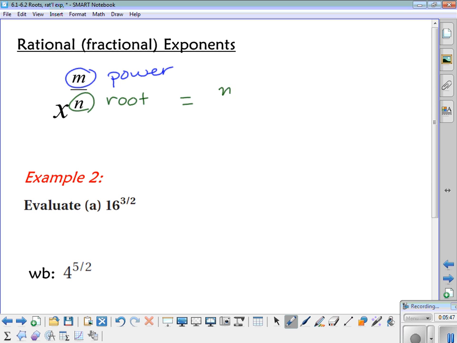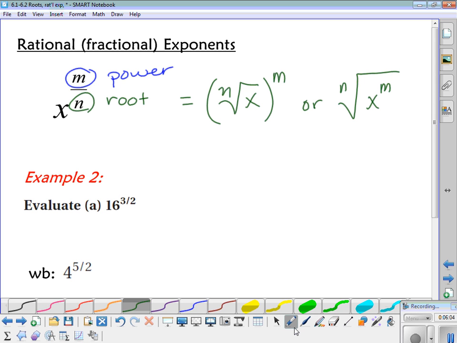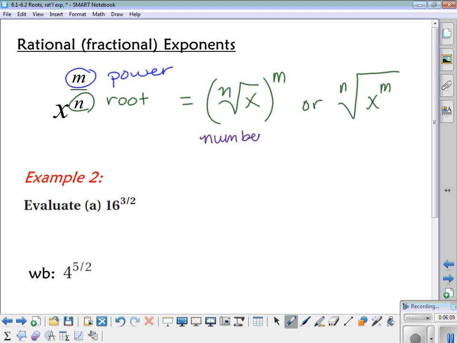It means I'm taking the nth root of x, and then I'm raising it to the m power. Or you could also look at it as the nth root of x to the m power. So typically, you're going to use this first arrangement when we're talking about numbers, and the second arrangement when we're talking about variables. Because with numbers, it's easier to take the root first, get a smaller number, and then raise it to a power. If you raise it to the power first and then try to take the root, that makes it more difficult.